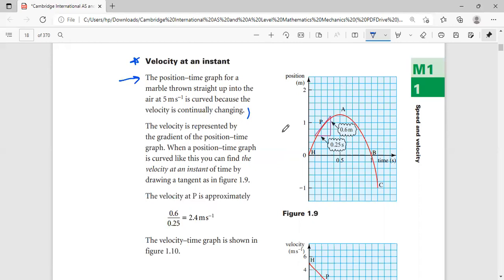See, in this case, you don't have a straight line, just like the previous one. If you look at this red curve, it is not a straight line. So what you will do in this case is find specifically what this point is.